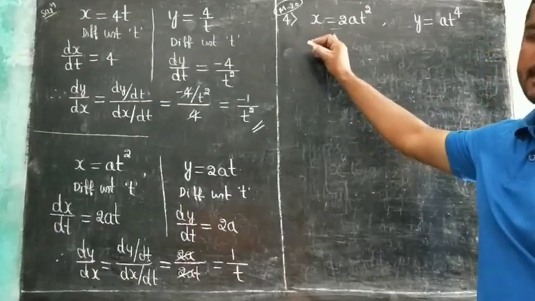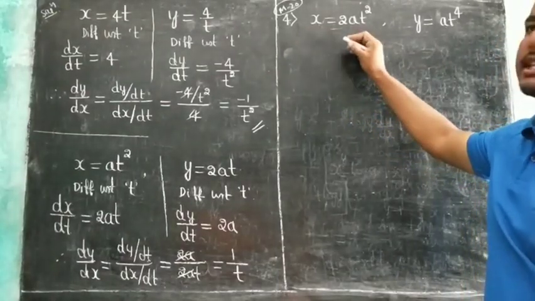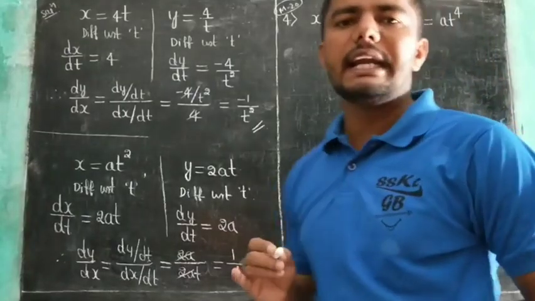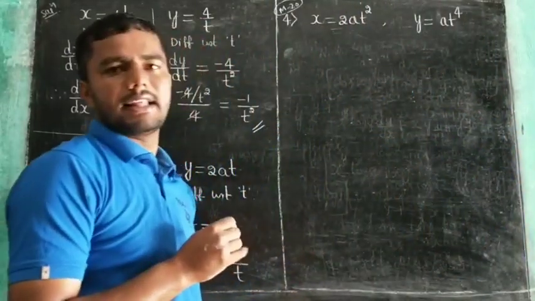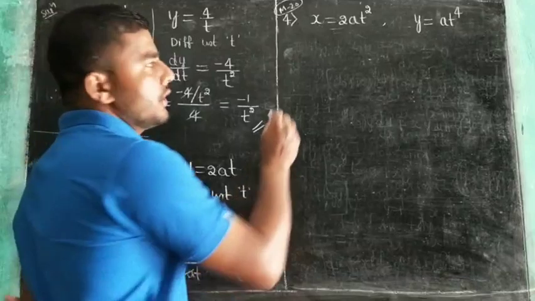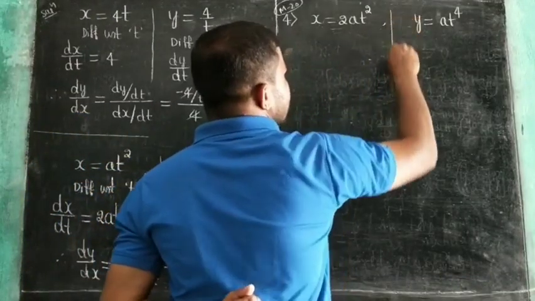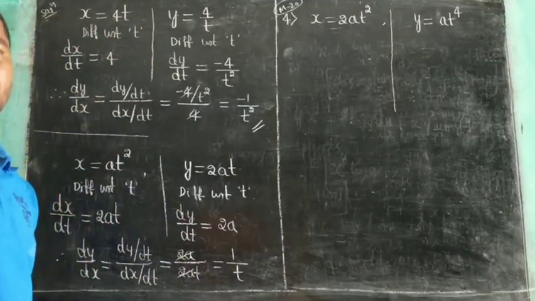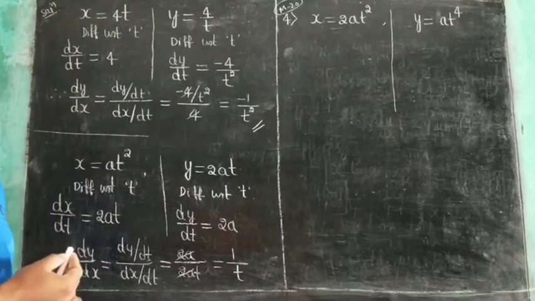The problem is: if x is equal to 2at square, y is equal to at power 4, find dy by dx, they have asked. So first, what do you do? Let us take x is equal to 2at square, y is equal to at power 4.